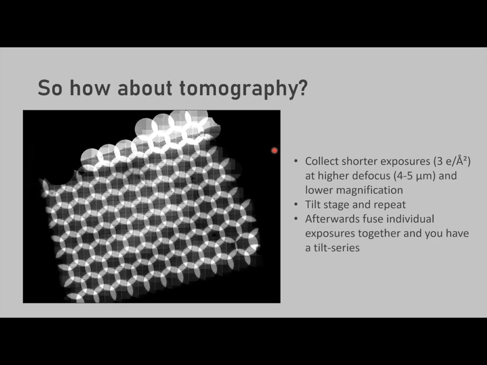So in order to do that, I first naively thought I'd do the exact same thing with minor changes. I will collect a bit shorter exposure, 3 electrons per angstrom squared instead of 30, higher defocus, 4 to 5 microns, so we can see membranes better, and then maybe slightly lower magnification, because normally we're not that reliant on the high resolution information. And then I take all these exposures, tilt the stage a bit, and repeat. And then later on, I just have to fuse these exposures together, and I have a tilt series of the whole lamella, and we'll be able to calculate a tomogram, right?